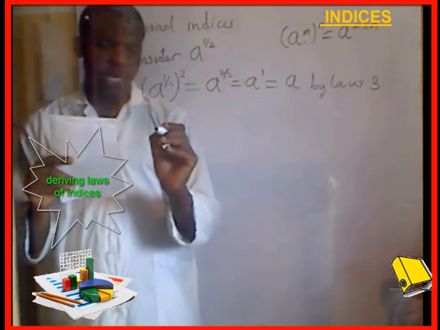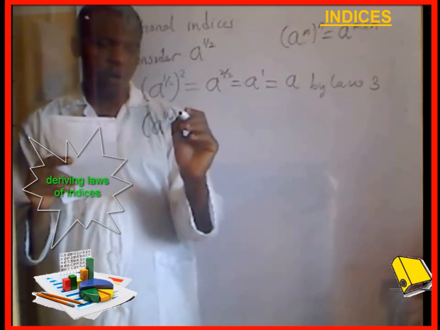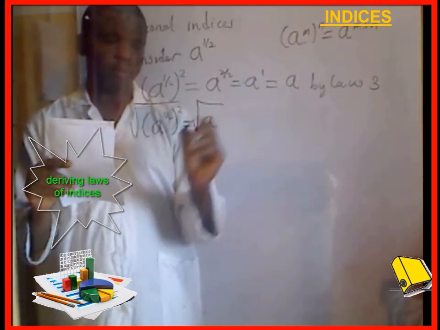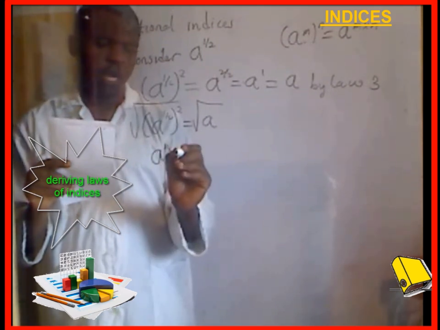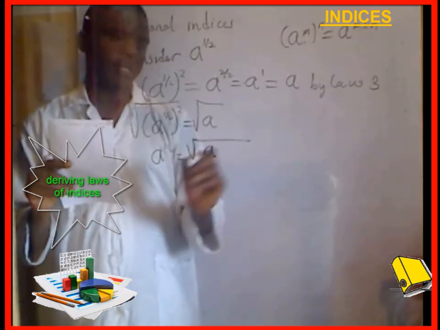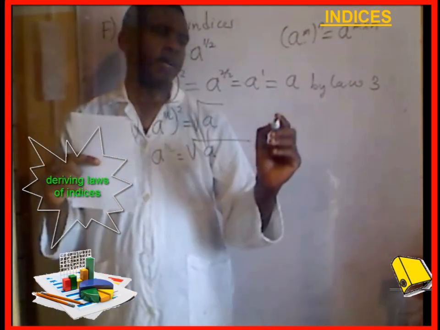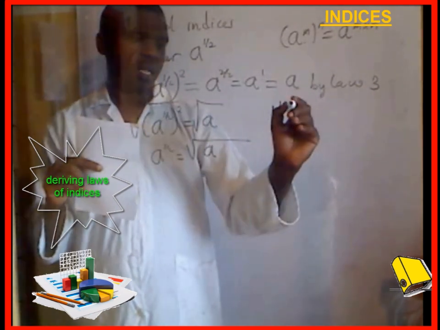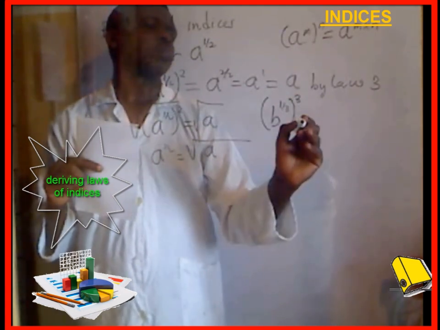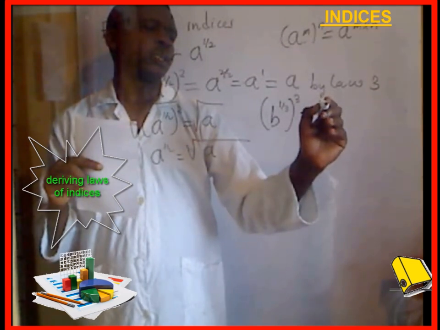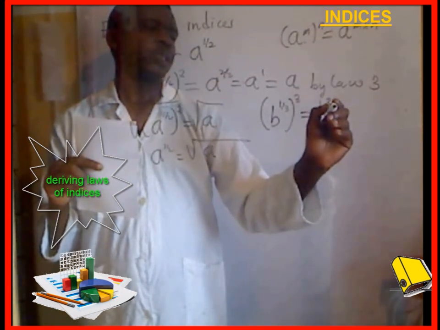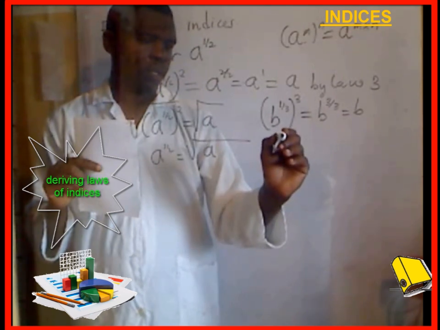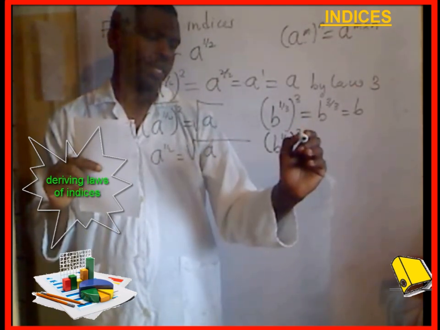What am I saying here? I'm saying here that a raised to the power half all squared is equal to a. I take the square root of both sides. I'll have a raised to the power half is equal to the square root of a. Let's try another one. If I have b raised to the power 1/3 and I cube it, this will give me b raised to the power 3 all over 3, which is equal to b. So b raised to the power 1/3 all cubed is equal to b.